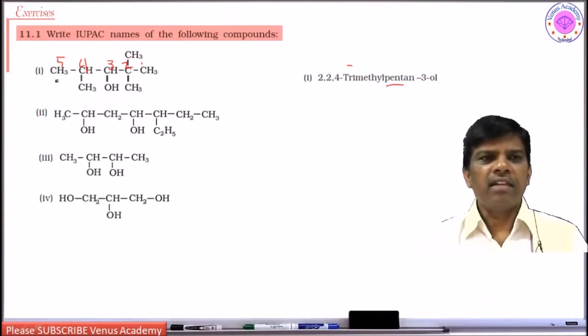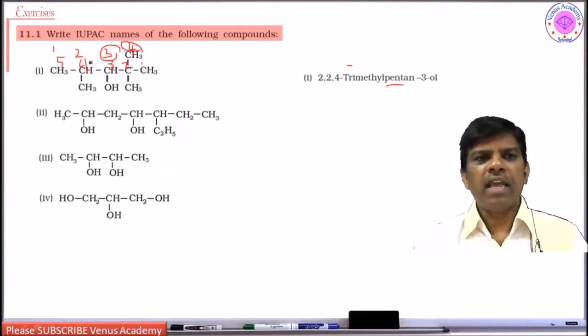It is not correct to number from this side, 1, 2, 3 and 4. Dear students, this is not correct because the alcohol is on number 3, no doubt, but the methyl groups are on the 4th number. The number of methyls is more, it is the highly substituted carbon, and the total numbering of substituents should be lower. That is why it is 2,2,4-trimethylpentan-3-ol.